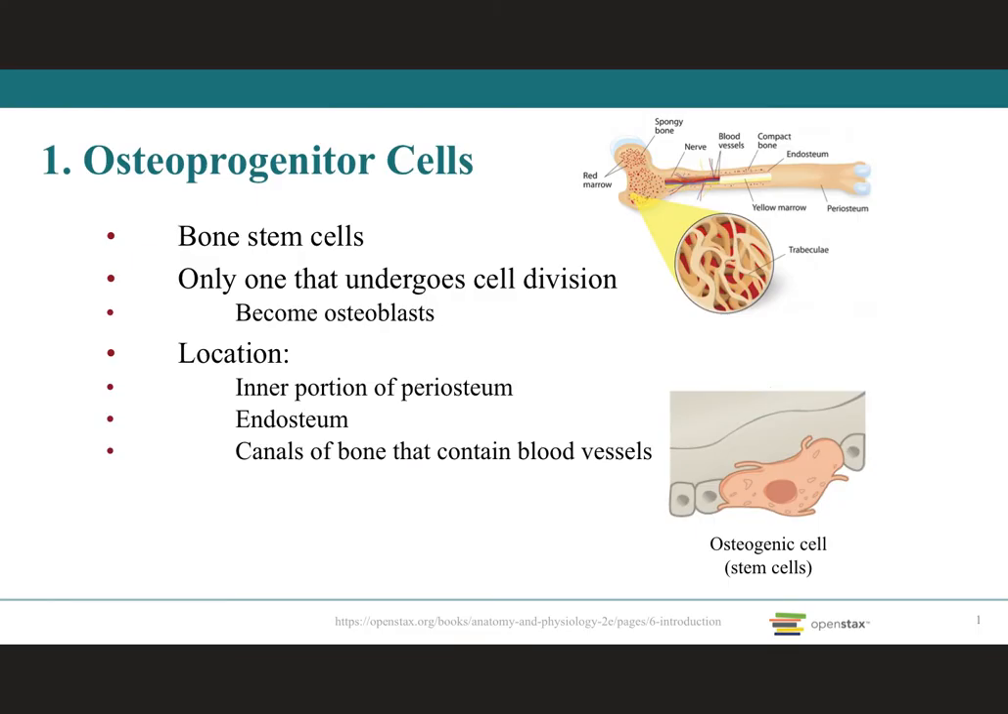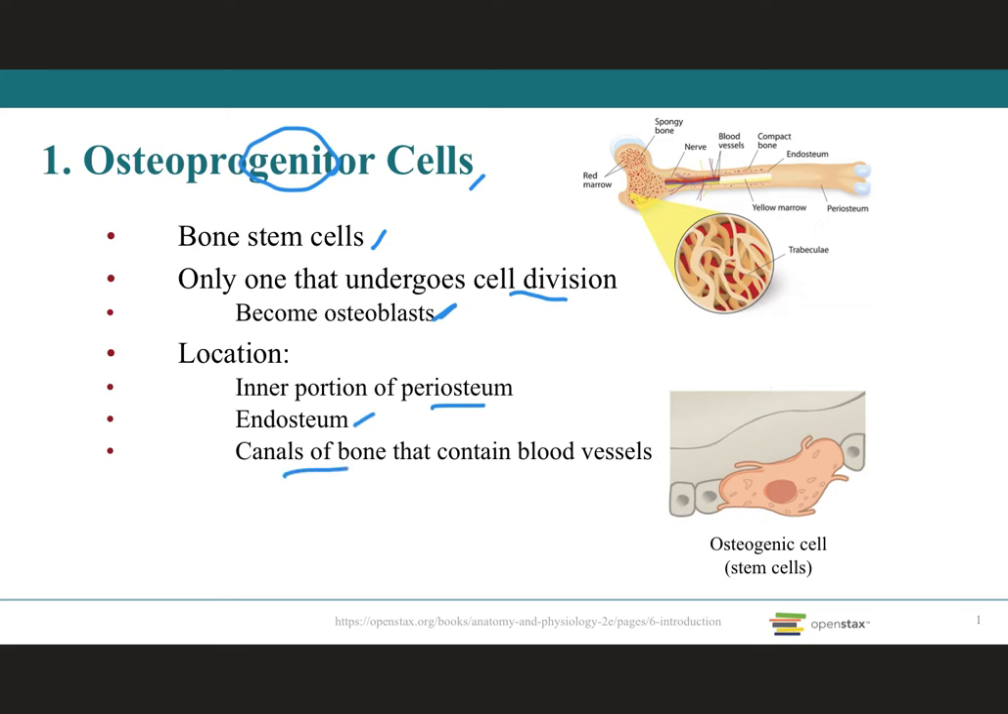Osteoprogenitor cells are these unspecialized bone stem cells that are derived from mesenchyme, the tissue from which almost all connective tissues are formed. Just so that you know, genic means producing, and now that you know this definition, it might make it easier for you to understand the function of these cells. As they are the only bone cells to undergo cell division, the resulting cells from this division will develop into osteoblasts. Osteoprogenitor cells are found along the inner portion of the periosteum, in the endosteum, and in the canals within bone that contain blood vessels.